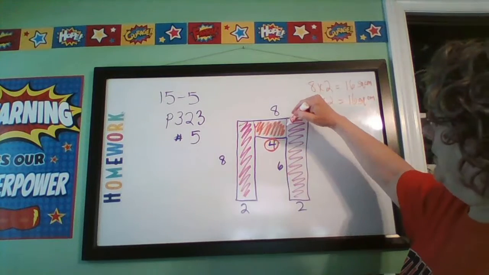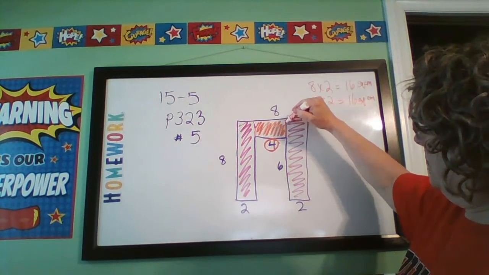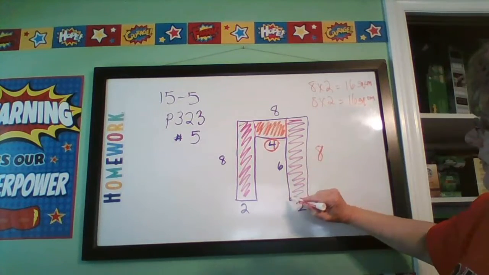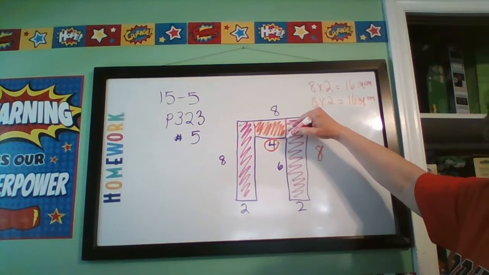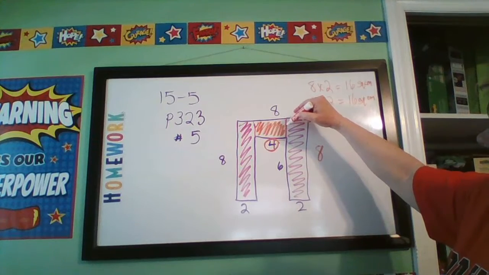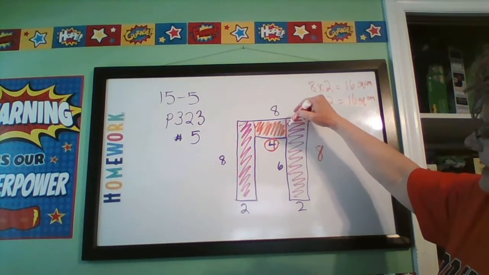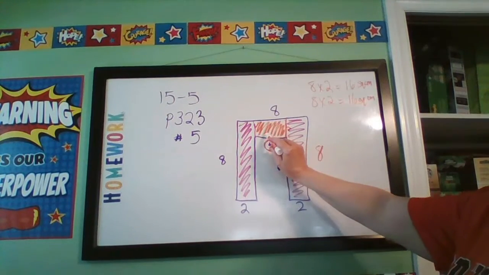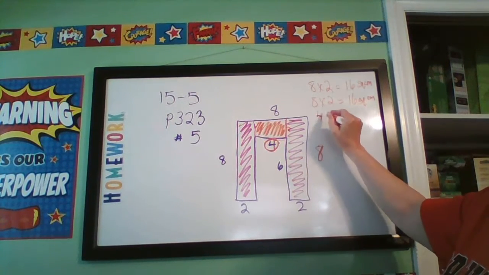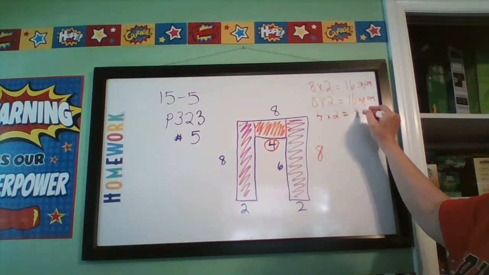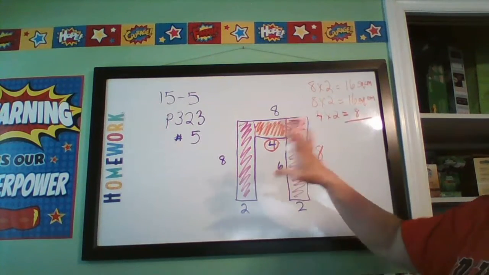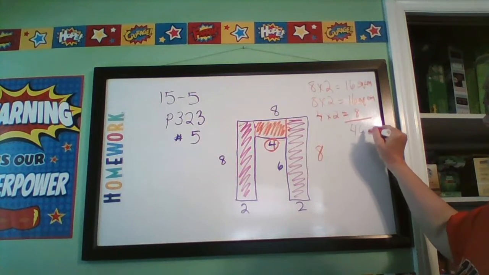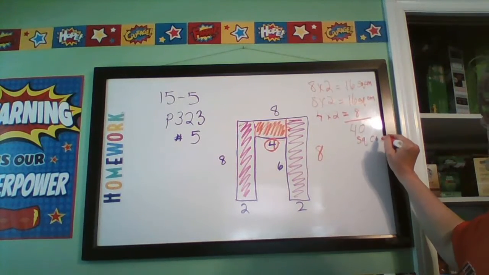Now we need to know what the width is here. What's the width here? Well, we know this whole side is 8. We know this piece is 6. So that means that this piece here, this extra line that I've drawn, has to be 2. So in order to find the area of this orange rectangle, we would do 4 times 2, and we would get 8. Then we're going to add the 3 rectangles together. 16 plus 16 plus 8 is going to give us 40 square centimeters.